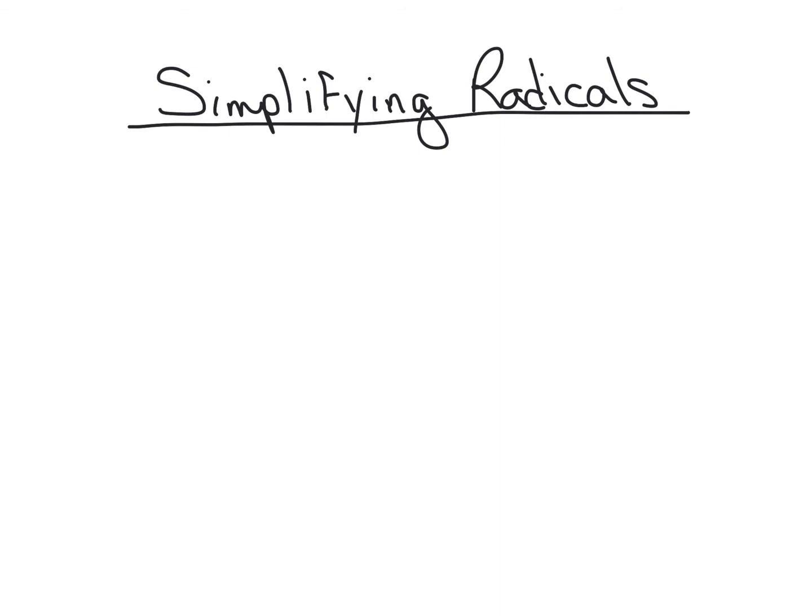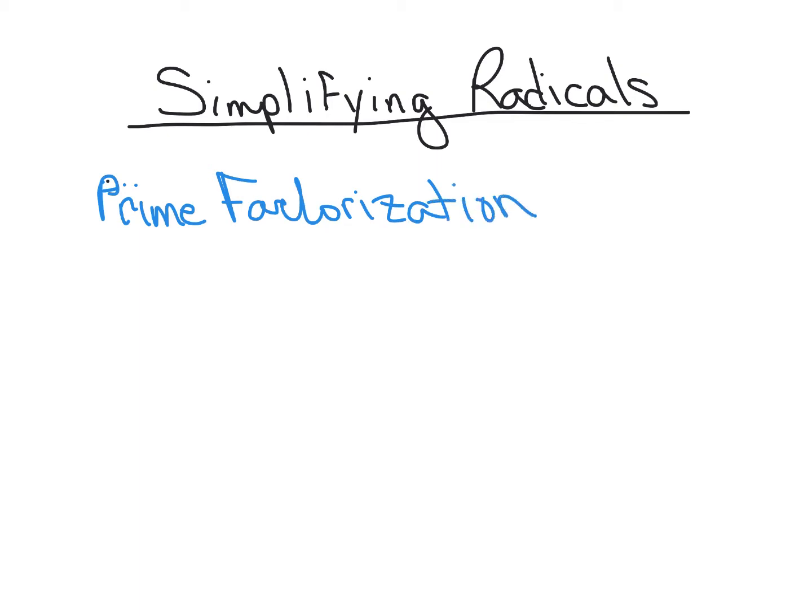This first lesson is about simplifying radicals, but you're going to have to think back and remember, in probably 5th or 6th grade, that you did prime factorization. Prime factorization was when you took a number and got it down to all prime numbers. Remember, prime numbers are numbers that the only things they're divisible by are 1 and themselves.